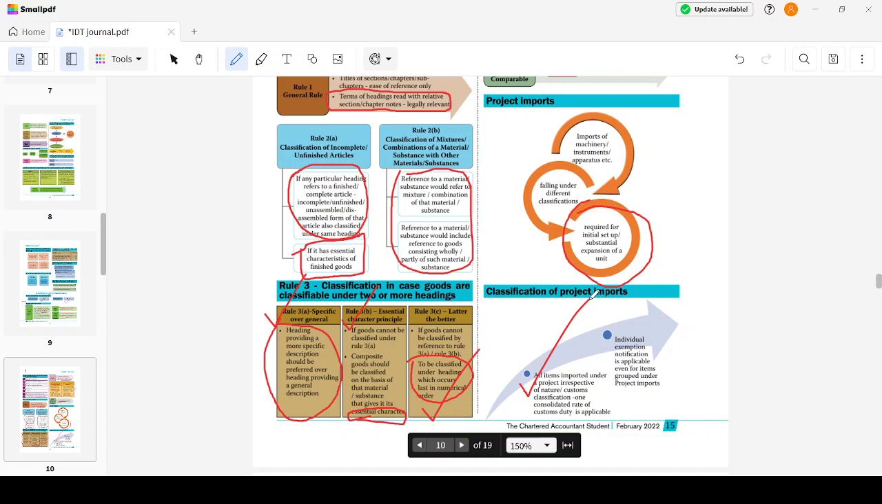And if there is any individual exemption, say for example, steel is not taxable. Okay, very clear, it is just an example. Steel, there is no customs duty. Then that particular exemption will also be applicable here. That value will be removed. So individual exemption notification is applicable even for the items which are grouped under the project imports.